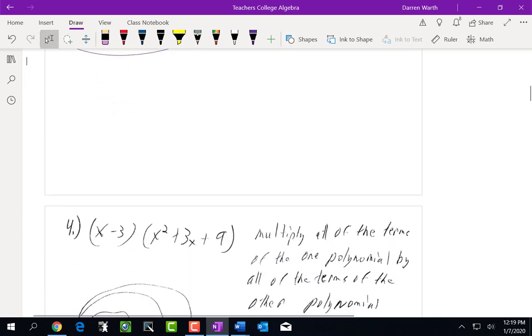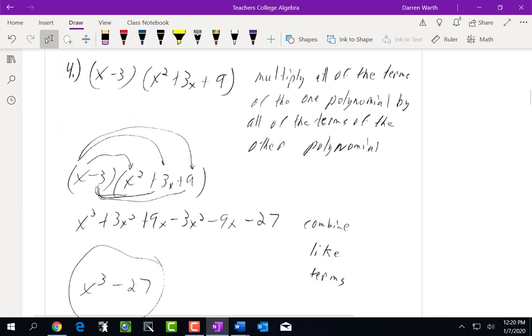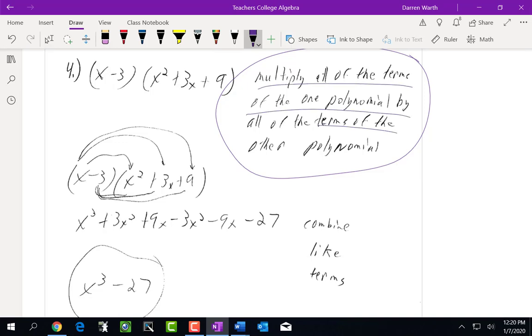On number 4, I've got x minus 3 times x squared plus 3x plus 9. It just says find the product. So you remember your rule. Whenever you're multiplying polynomials together, you just multiply all the terms of the one polynomial by all the terms of the other polynomial. So that's what I'm going to do. I'm just going to multiply those on through.